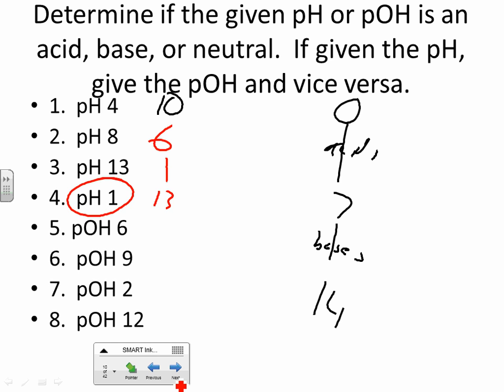pOH of 6. This time I'm giving you a pOH. What would the pH be? 8. And that would be what? A base. pH is above 7. pOH of 9. pH would be 5, and it would be an acid, but not too acidic, right? This would probably be about the acidity level of Coca-Cola or something. A little acidic, but not too much. pOH of 2. pH would be 12, and it would be pretty basic. If you have a pOH of 12, you would have a pH of 2, and that would be really, really acidic, right?